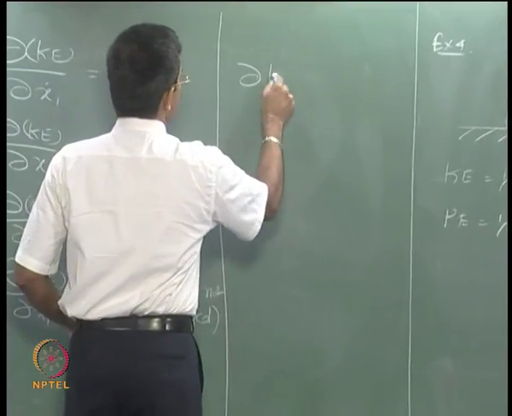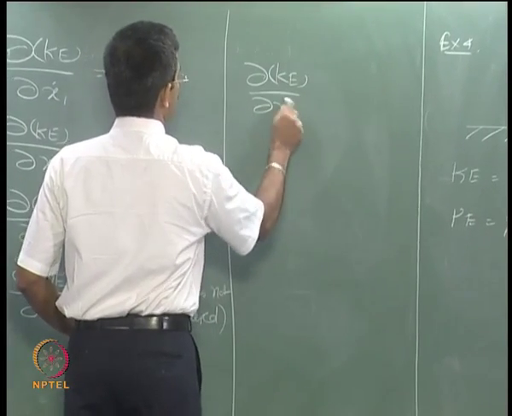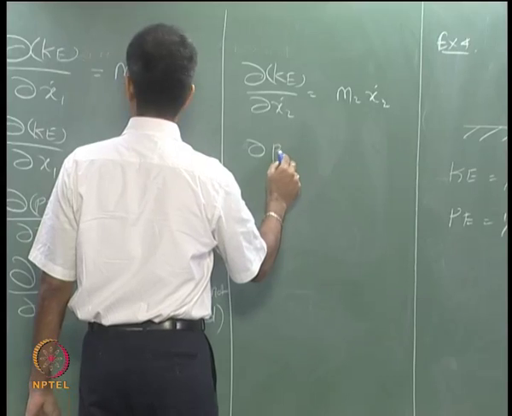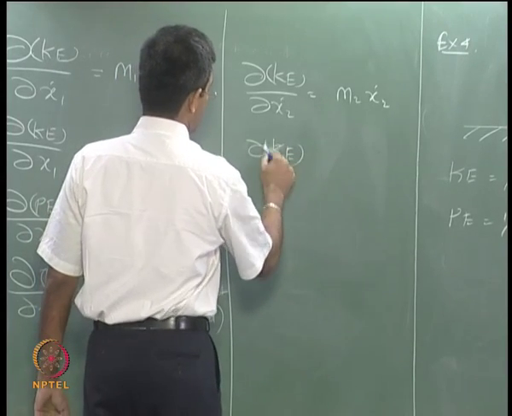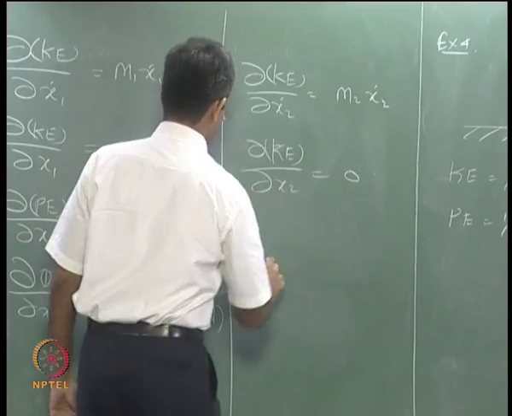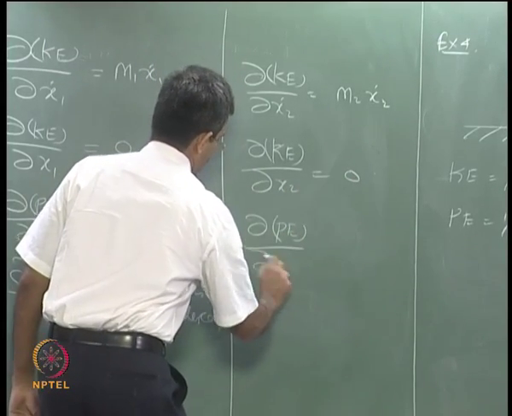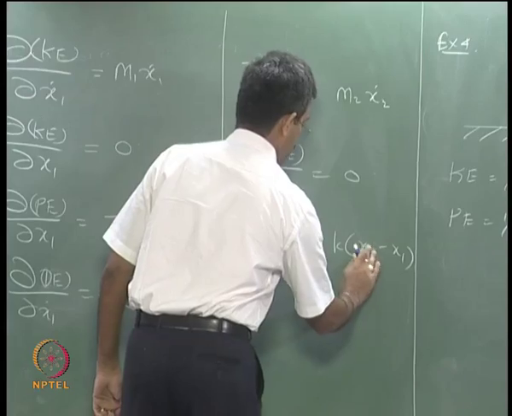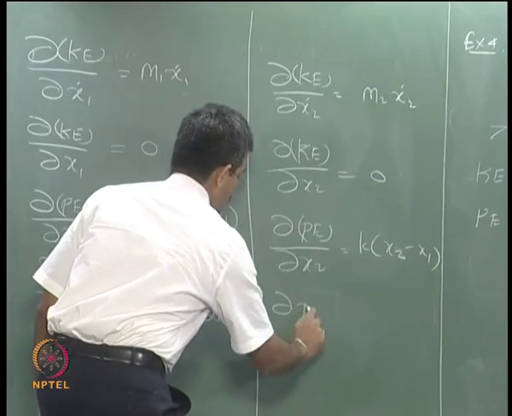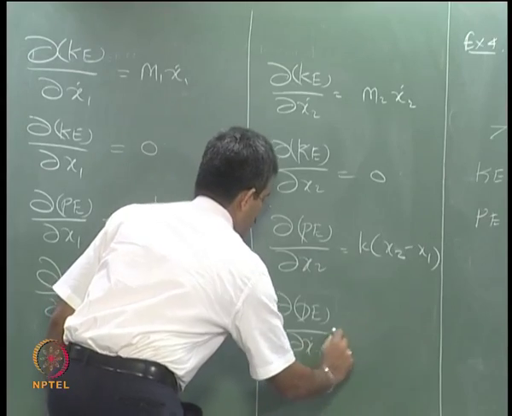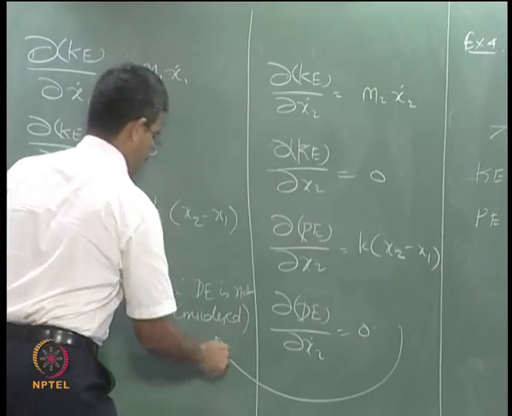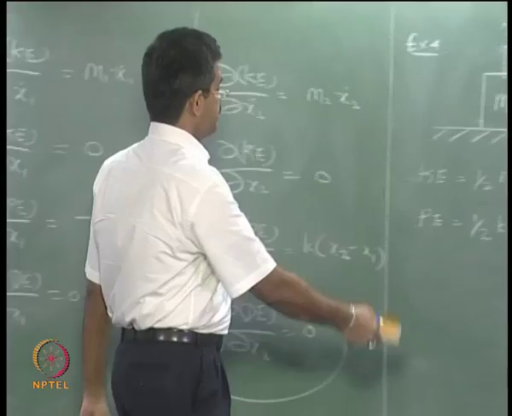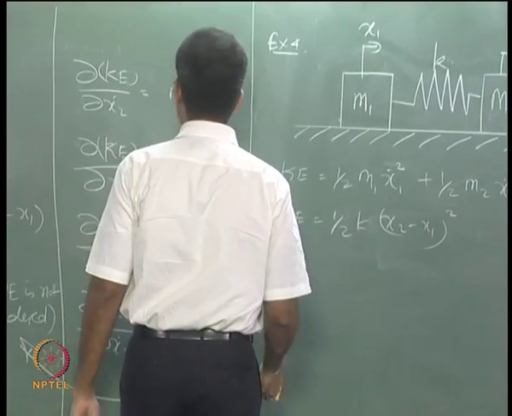So, partial derivative of kinetic energy with respect to x2 dot is m2 x2 dot, partial derivative of kinetic energy with respect to x2 is 0, partial derivative of potential energy with respect to x2 is k of x2 minus x1, and partial derivative of dissipation energy with respect to x2 dot is set to 0 because of the same reason.